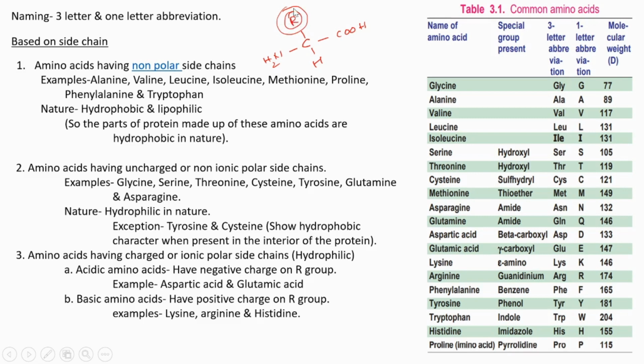That means the side chain is non-polar. Non-polar means there is no charge. It is uncharged. There is nothing like a positive charge or negative charge. They are called non-polar. Examples are alanine, valine, leucine, isoleucine, methionine, and proline. Still more are there: phenylalanine and tryptophan.